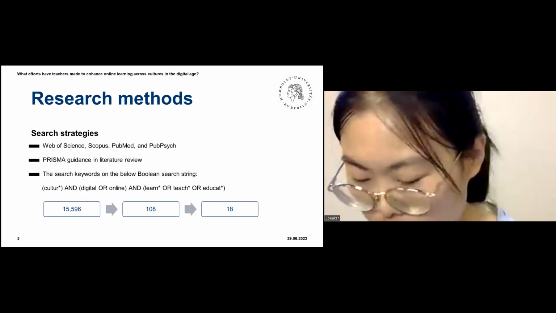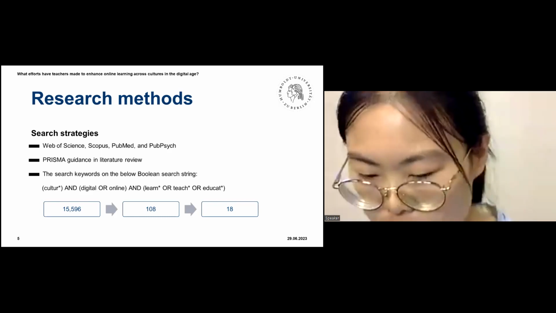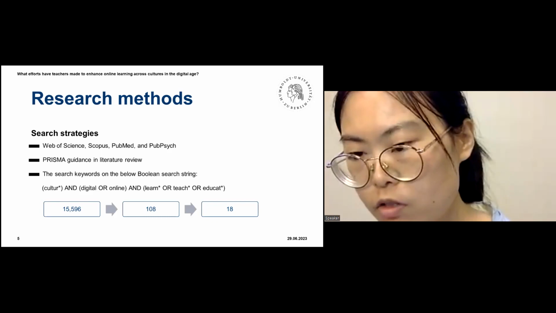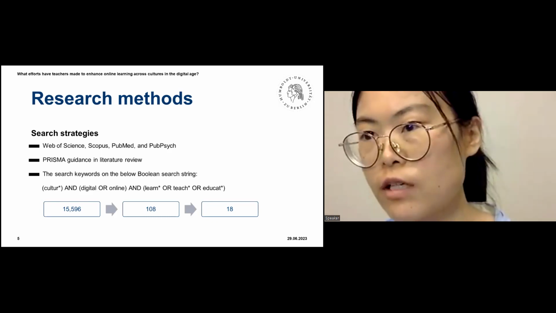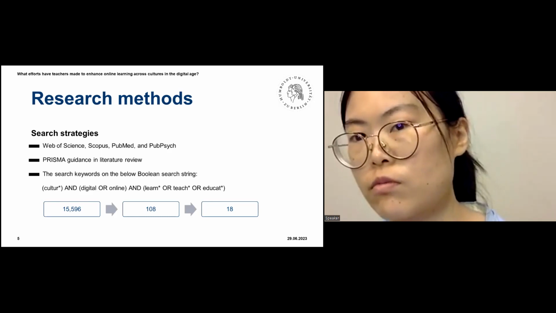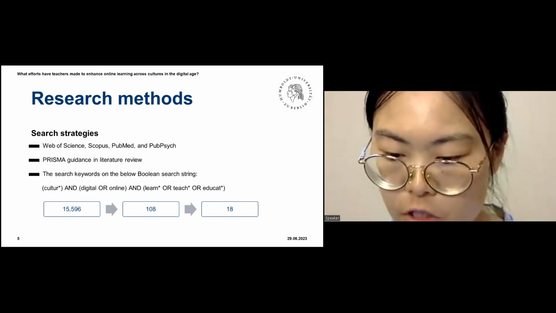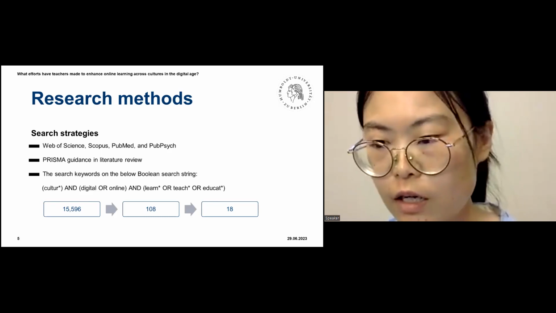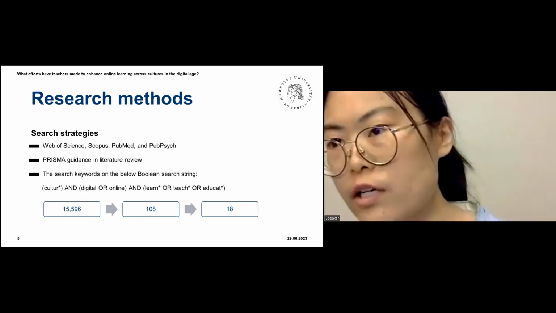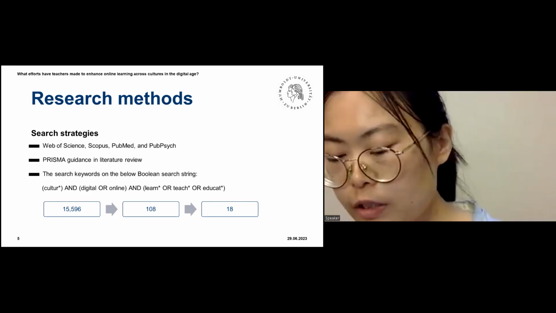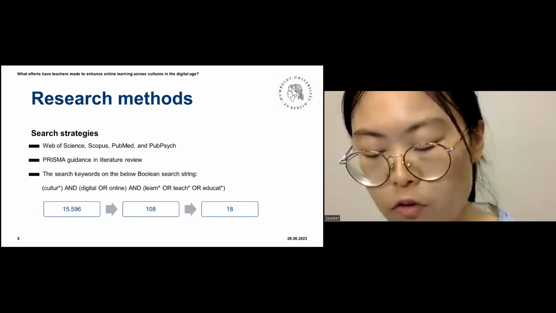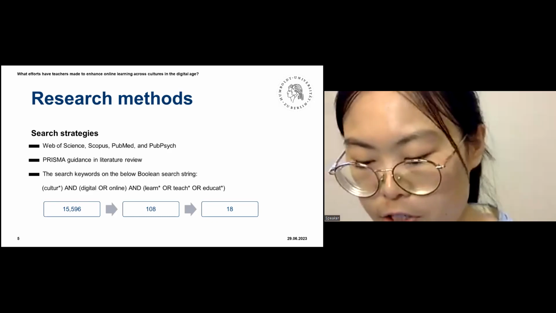Initially there were 15,596 articles. So you can see there are many, but most of them are about how to teach culture. They are not about how to use cultural difference in your pedagogical strategies. After title, abstract, and full-text screening, in the end only 18 articles were selected.